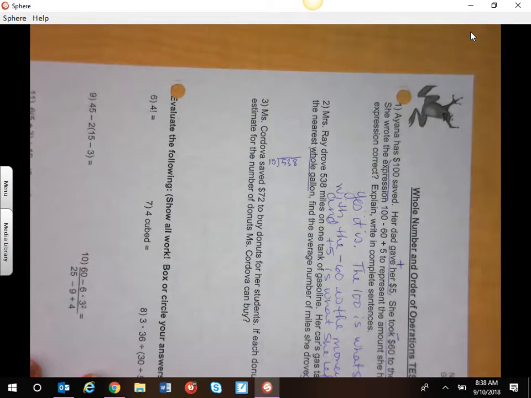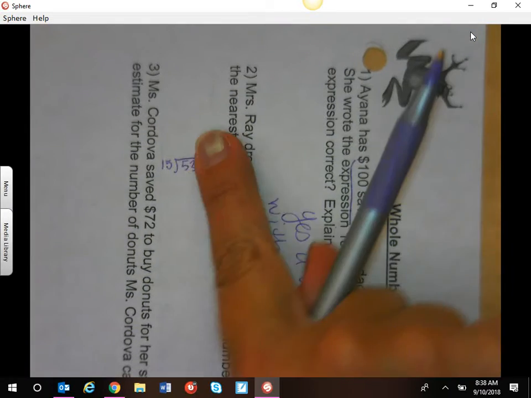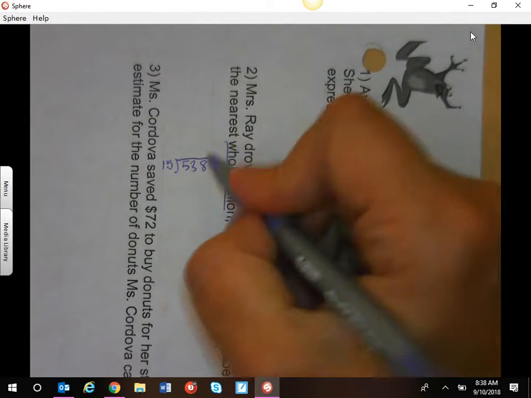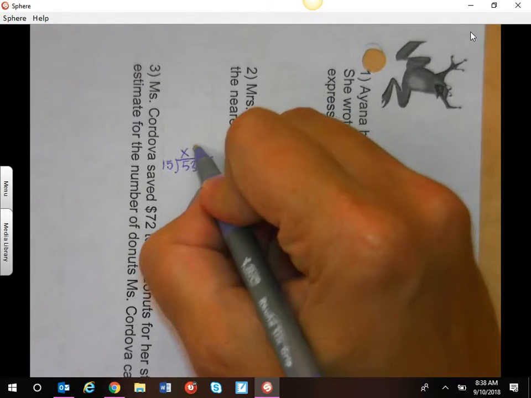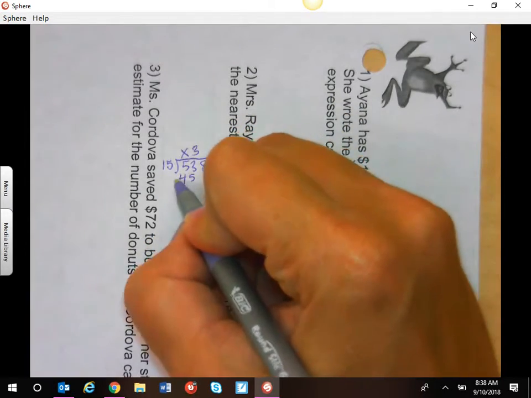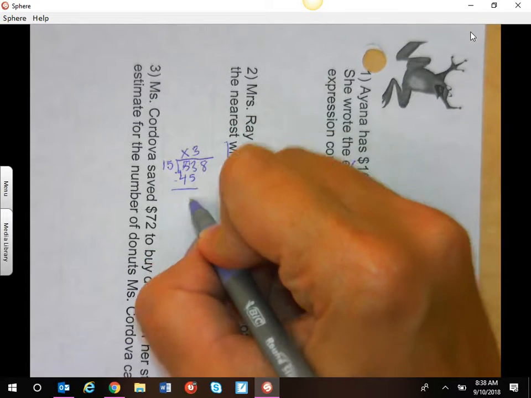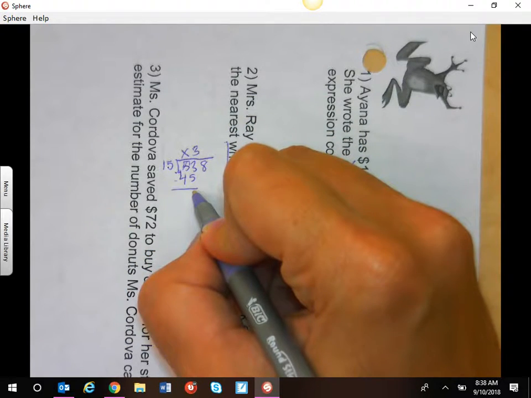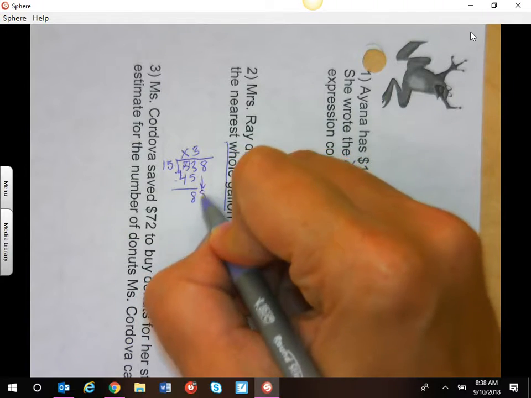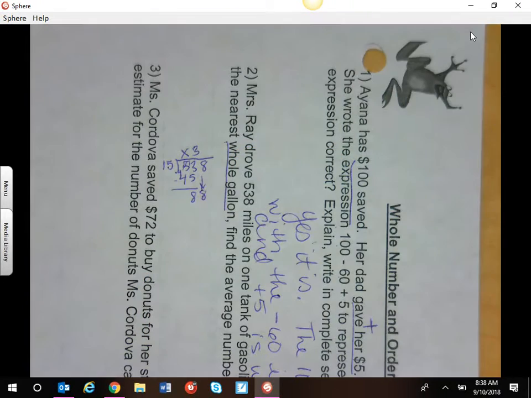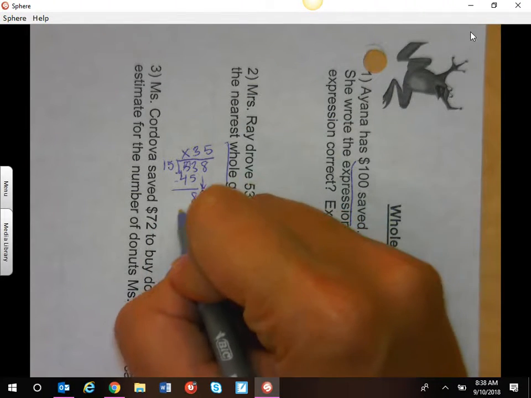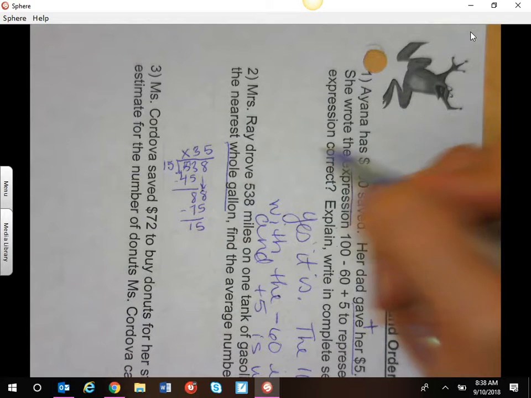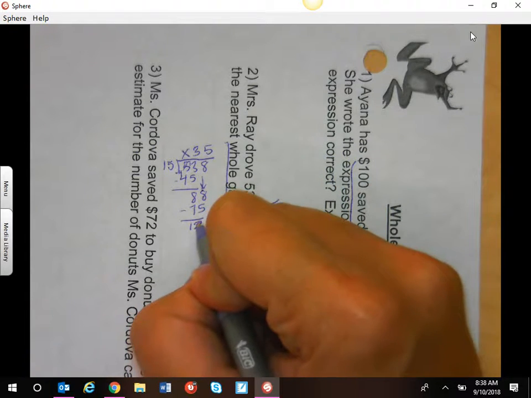So we can say 15 into 538. I'm going to zoom in so you can see this a little bit better. And then we can say 15 does not go into 5. That 15 goes into 53, 3 times. 15 times 3 is 45. We're going to have to borrow. 13 minus 5 is 8. Bring down the 8. 15 goes into 88 5 times, so 15 times 5 is 75. When we subtract, we get 13 left over.